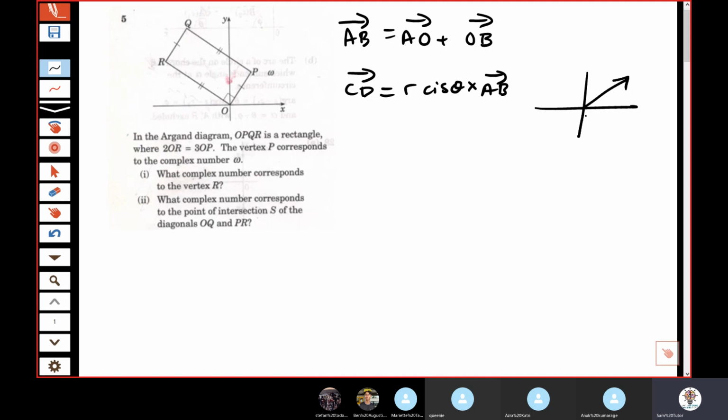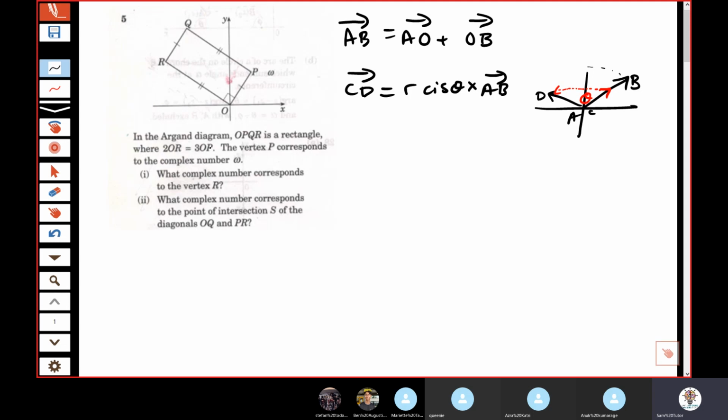Imagine I had vector AB like this, A, B. I wanted to get it to here, C, D. What I would have done is got vector AB, multiplied it by some sort of R length. Let's just say in this case I've reduced it, so now it's looking like that. You times it by R, and by timesing it by cis theta, you're rotating it by whatever the angle is, theta. Make sense?